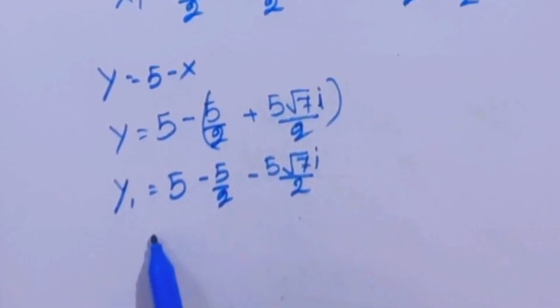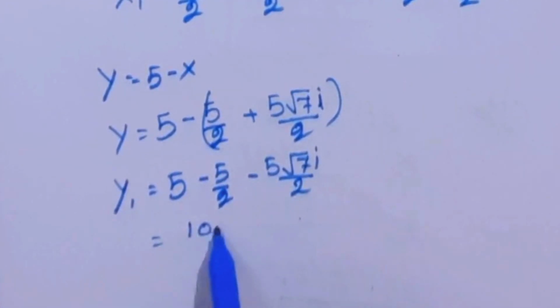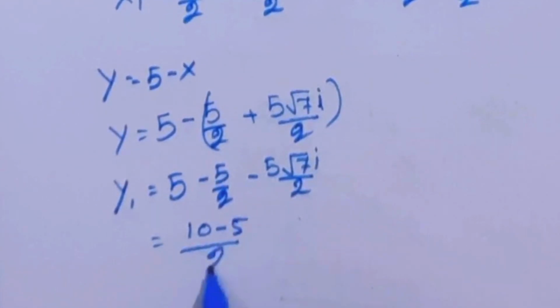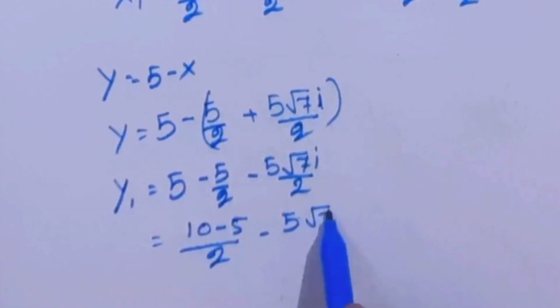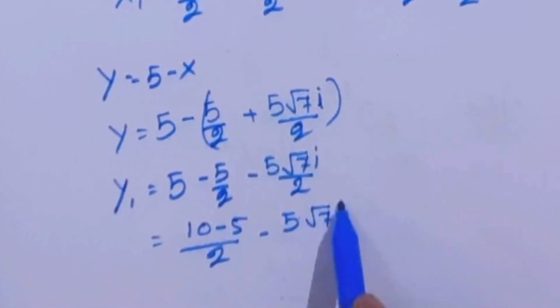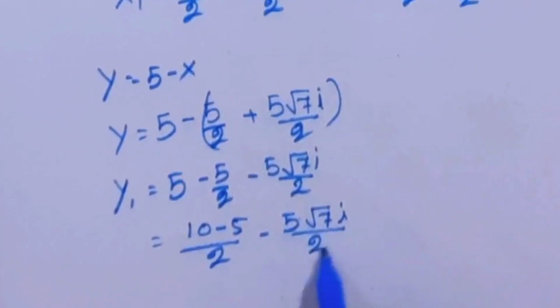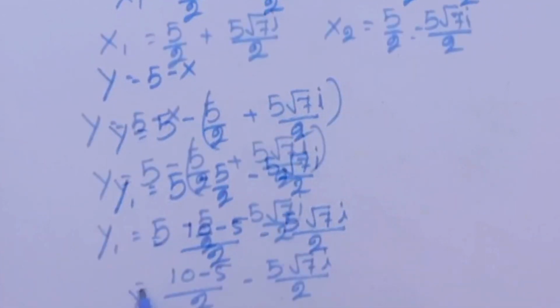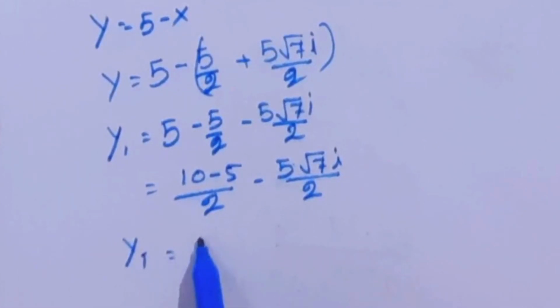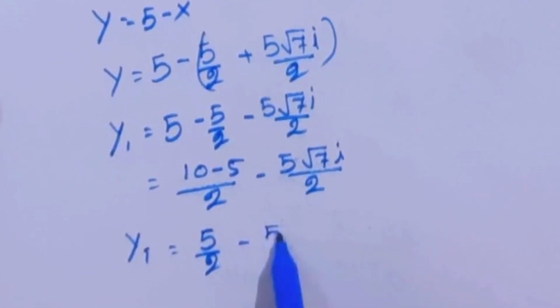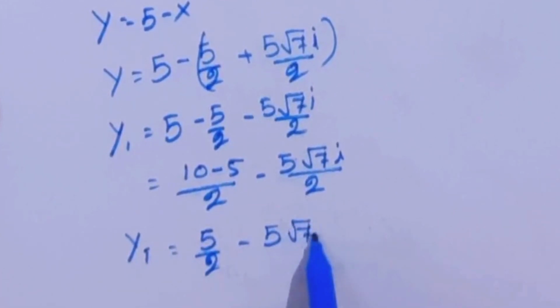LCM for this is 2, so 10 minus 5 by 2 minus 5 square root of 7i by 2. Now y1 equal to 5 by 2 minus 5 square root of 7i by 2.